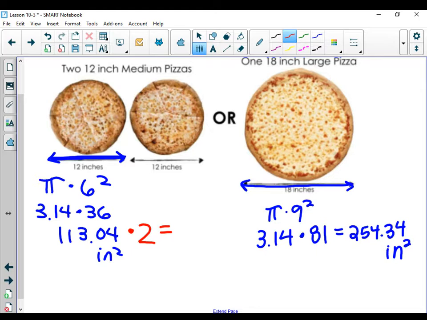I did not see this coming. Did you see this coming? No. I thought for sure the 2 mediums would be bigger. Were we supposed to do this in one box or both of them? That's fine. I used two because there's a lot of stuff.